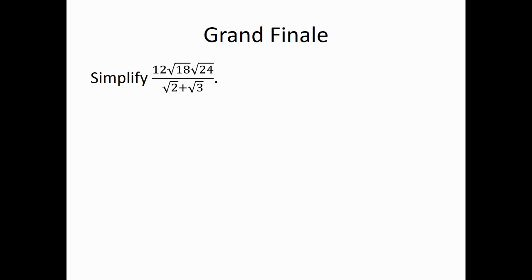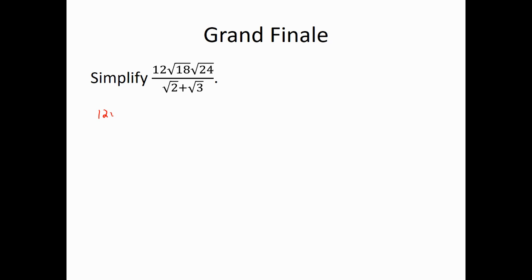And then let's do this beast, okay? Just to make sure that we can do all of this, this is our final example. So we have 12 root 18 root 24 over root 2 plus root 3. Okay, now there are various ways that you can go about this. What I think I will do is this. I think I will work on the top and leave the bottom alone initially, and then I will worry about the bottom.